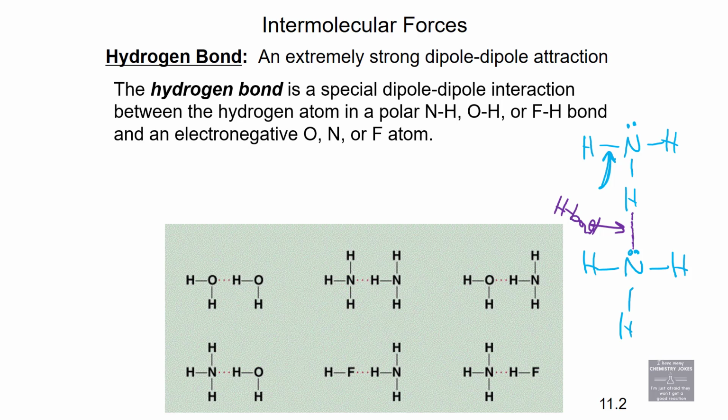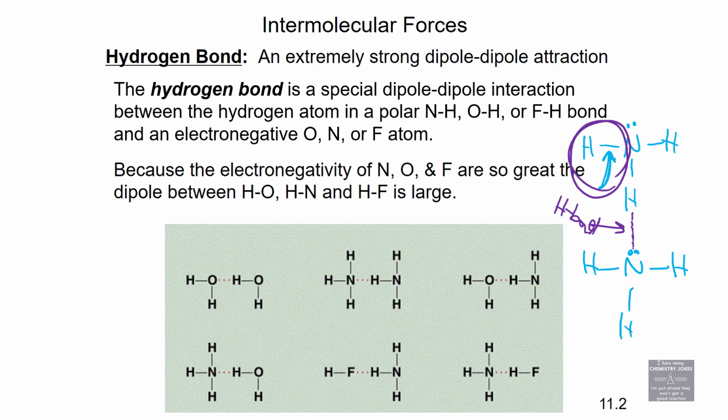But the way you know that a molecule should have hydrogen bonding is when you have this type of bond, a hydrogen directly connected to nitrogen, oxygen, fluorine. So in order to have the intermolecular force of hydrogen bonding, you must have the intramolecular force of hydrogen directly connected to nitrogen, oxygen, fluorine. Because the electronegativity of those is so great, the dipole is large. This is a type of hydrogen bonding. This is a type of hydrogen bonding. This is a type of hydrogen bonding. It's the intermolecular force in all of these.